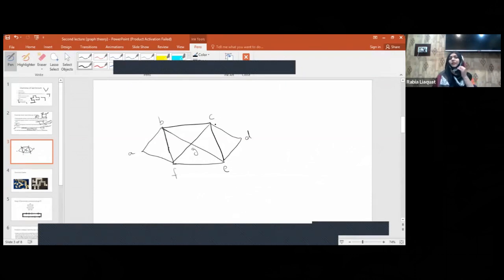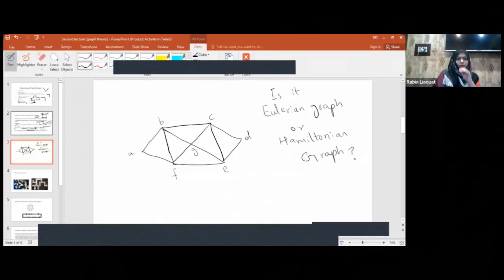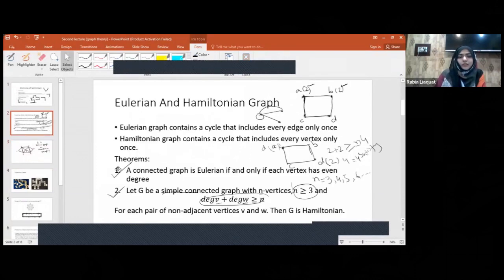Now this is a graph. We want to calculate, is it Eulerian graph or Hamiltonian graph? Understand? So we will apply these conditions and will calculate the Eulerian graph or Hamiltonian graph.